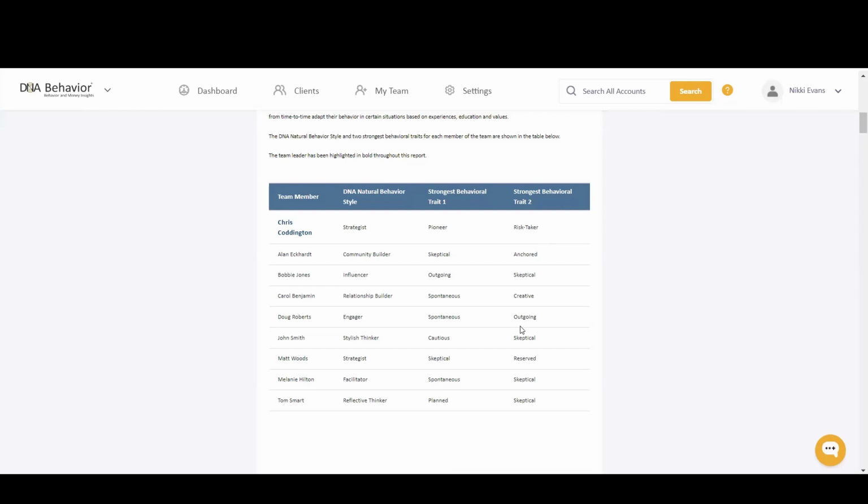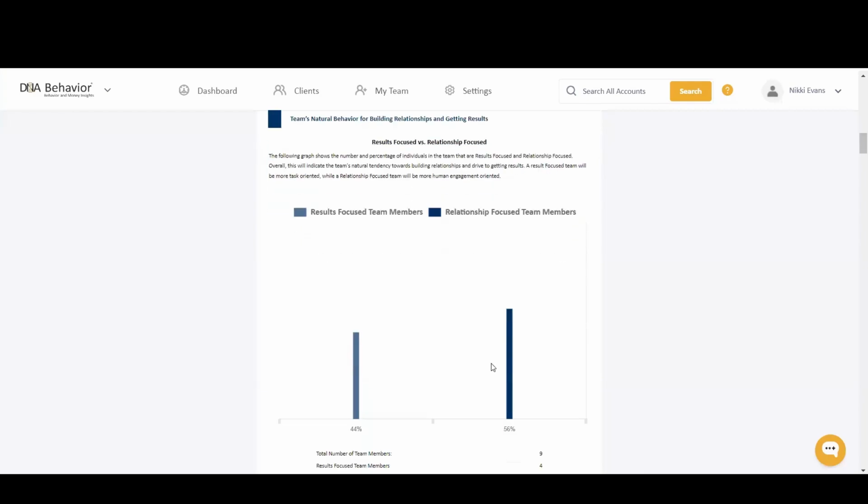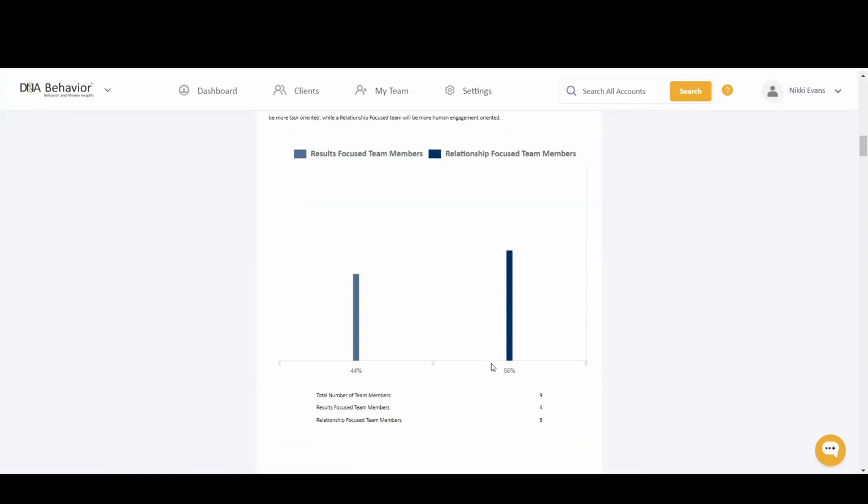We're going to see as we continue what exactly that looks like, but that gives you a really good idea of where people's strengths are and what their unique style is. And as you get more familiar with unique styles, that'll tell you an awful lot about the people on the team. Next, you'll see the results and relationship focus for each team member.